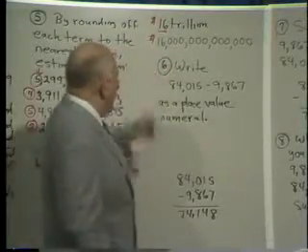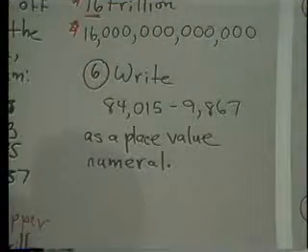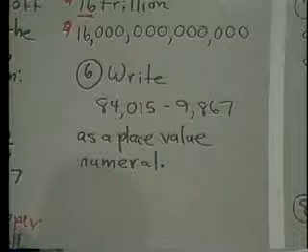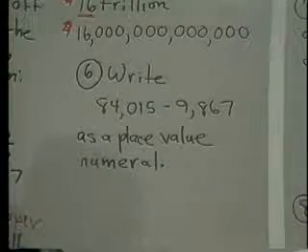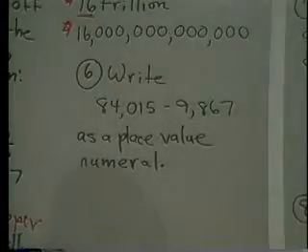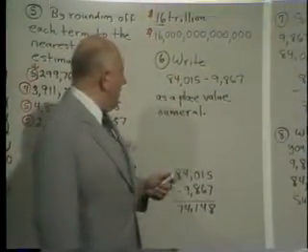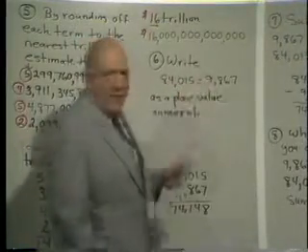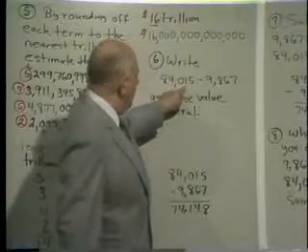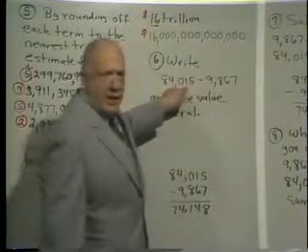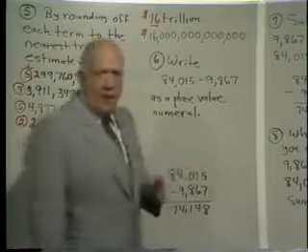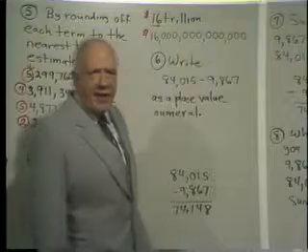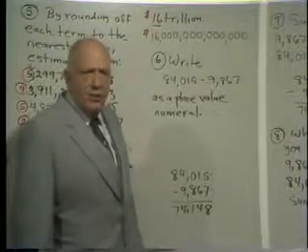Okay, at any rate, the next problem says write 84,015 minus 9,867 as a place value numeral. Now, the first thing that happens over here is that most people say, what the heck is he talking about? What does he mean, write this as a place value numeral? Well, the point is that this is a place value numeral and this is a place value numeral. This is one number and this is another number. These are altogether 2 numbers. But the difference of 2 numbers is only 1 number. What I'm really saying is, what's the answer to this problem written as a place value numeral?